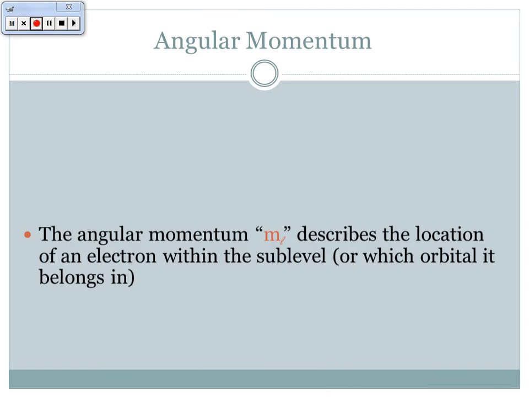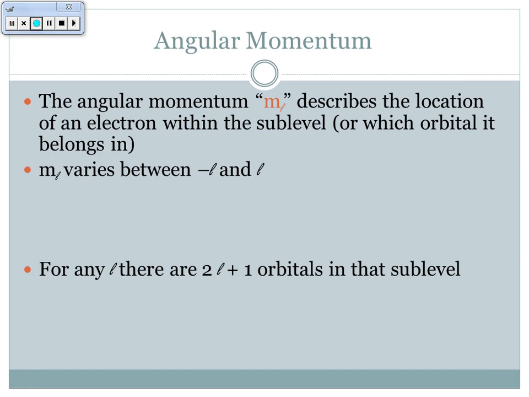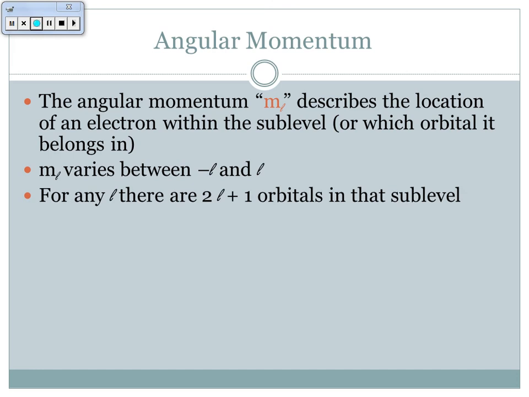So let's talk about angular momentum, which is m sub L, and it describes the location of an electron within the sublevel, or which orbital it belongs in. So m sub L varies between negative L and L, and for any L, there are 2L plus 1 orbitals in that sublevel. So for L equals 0, 2 times 0 plus 1 is 1 orbital. That's why an s orbital only has 1 orbital in that sublevel, whereas L equals 2, 2 times 2 is 4, plus 1 is 5. L equal to 2 is a d orbital, and they have 5 orbitals.